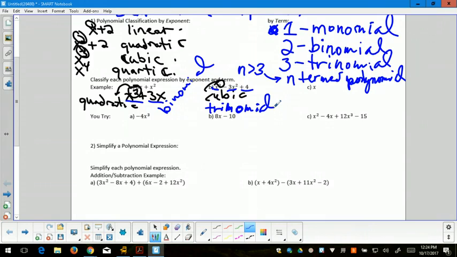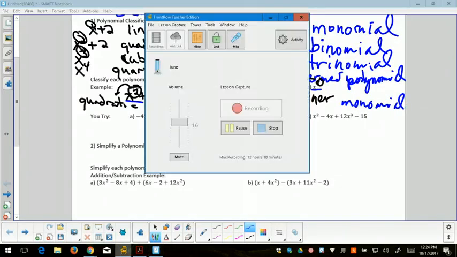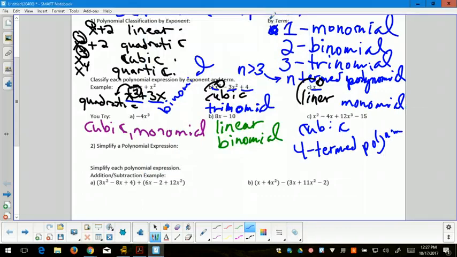Letter C, what's the degree on letter C? Linear. 1, so it is linear because of degree 1. Because there is only 1 term, it is a monomial. Please take a moment to try letters A, B, and C. If you did it right, you got cubic monomial for A, linear binomial for B, and cubic 4-termed polynomial for C.